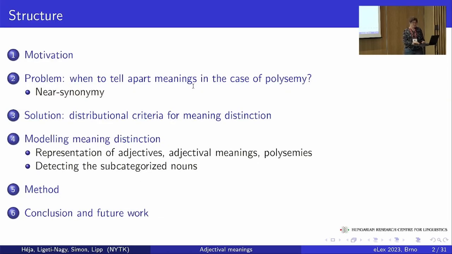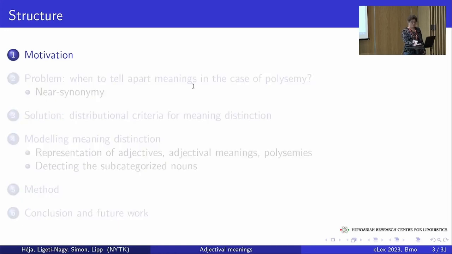So the structure of the presentation is as follows. At first, I would like to list our motivation, then shortly introduce the problem, which we think is quite omnipresent in lexicography, that is when to tell apart meanings, which is especially important in the case of polysemies. Then I will outline the solution, which is basically giving distributional criteria for meaning distinction. Then we are going to the technical part, that is how to model these meaning distinctions concerning the representation of adjectives, the representation of adjectival meanings, and finally the representation of polysemies. We will also detect nouns, salient nominal contexts, inducing the relevant meanings. I will shortly describe the method, and finally the conclusion and future work will come.